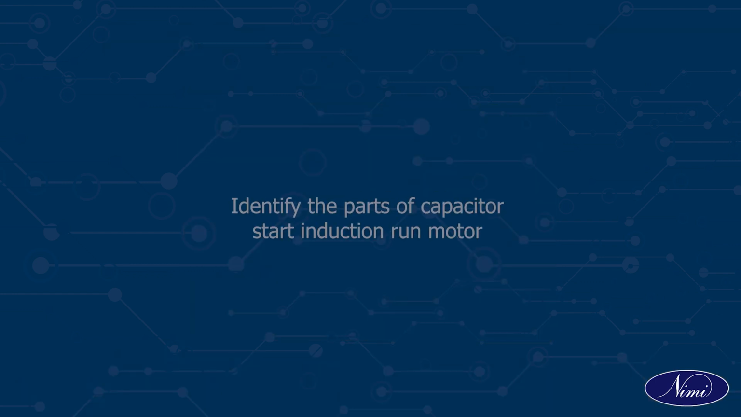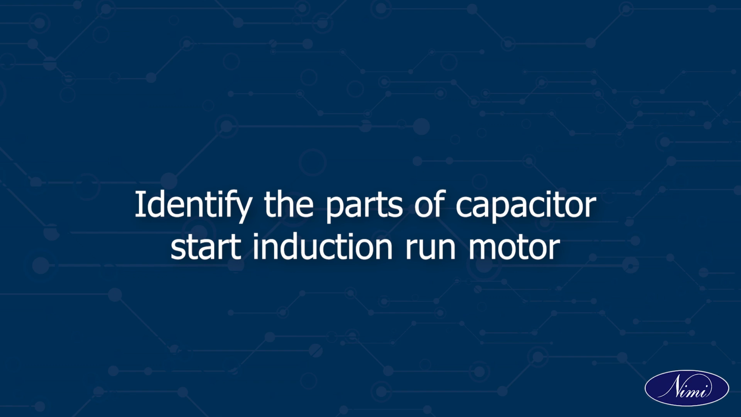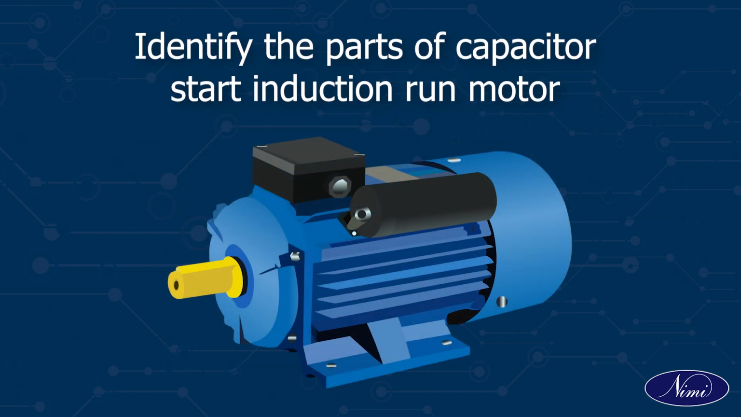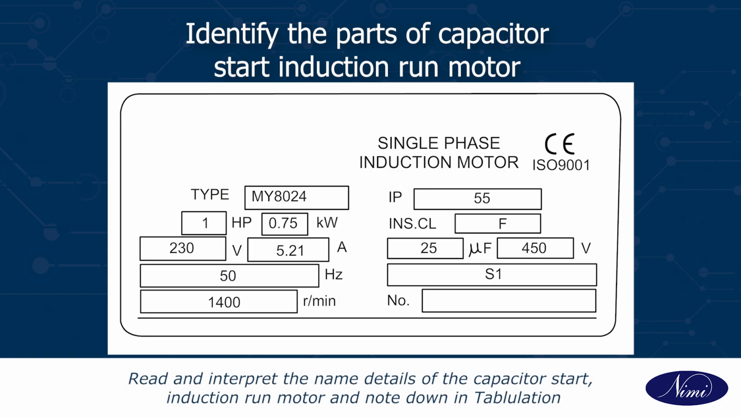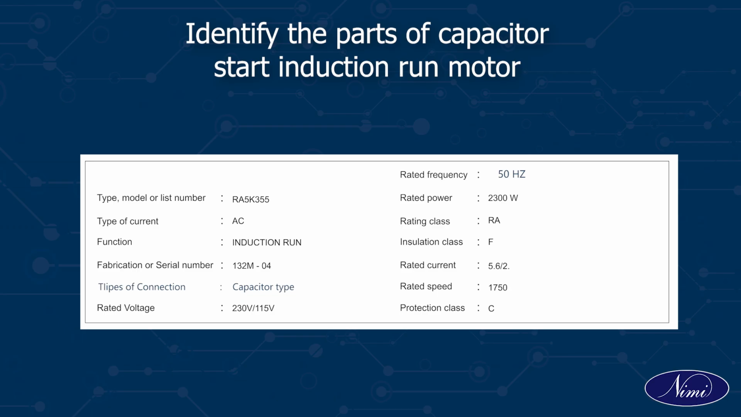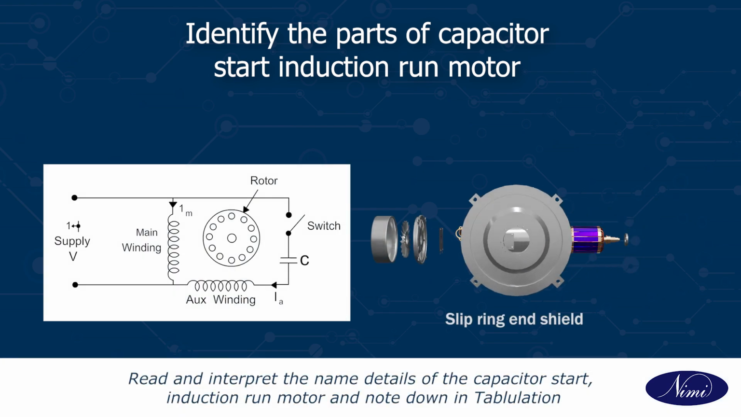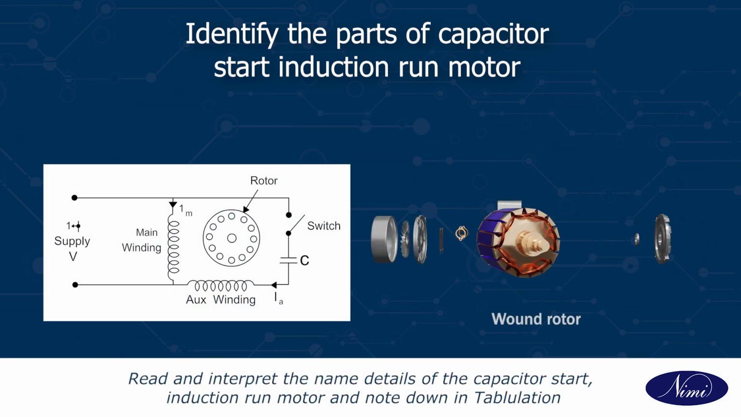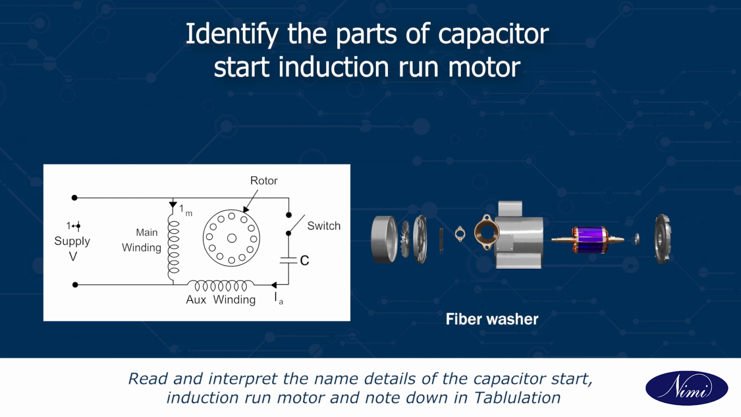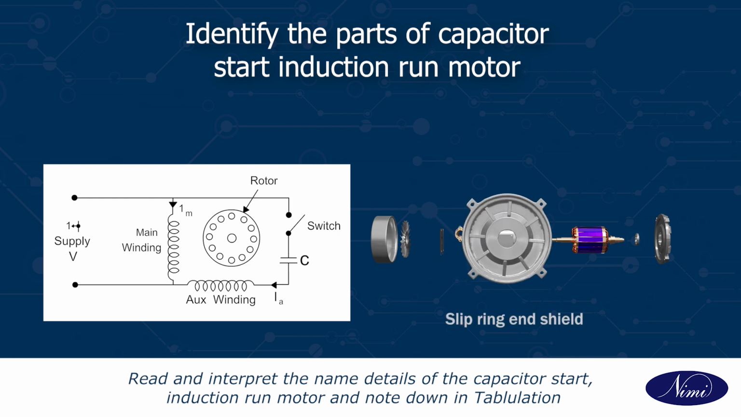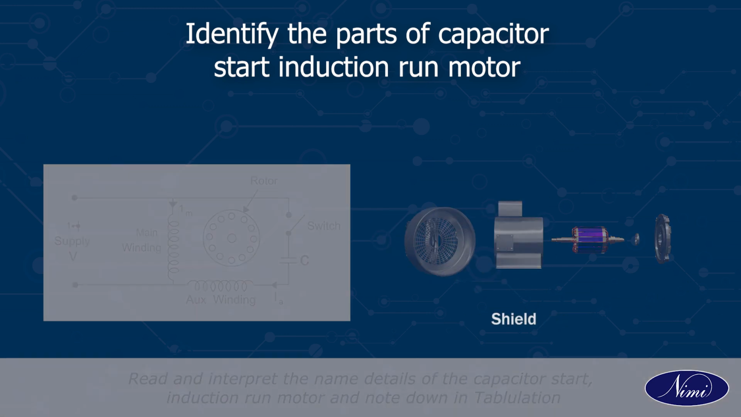Task 2. Identify the parts of capacitor start induction run motor. Read and interpret the nameplate details of the capacitor start induction run motor and note down in tabulation. Identify the parts of the capacitor start induction run motor from the real objects or from the exploded view. Each and every part is identified in the scene.